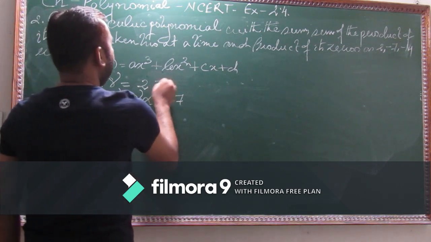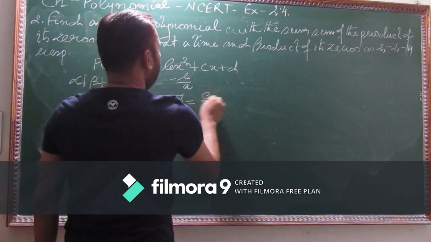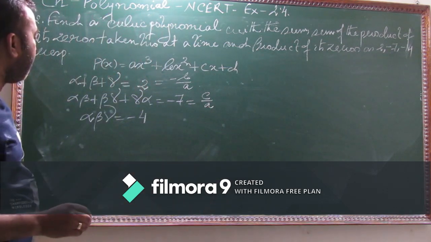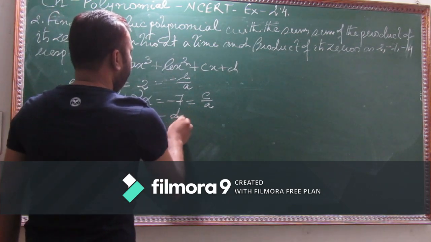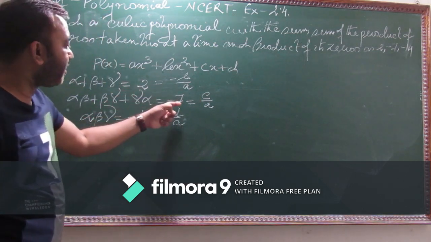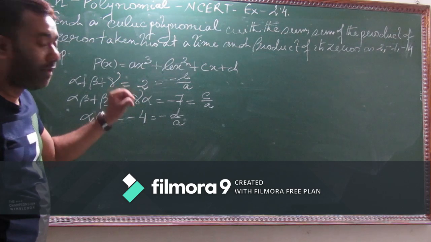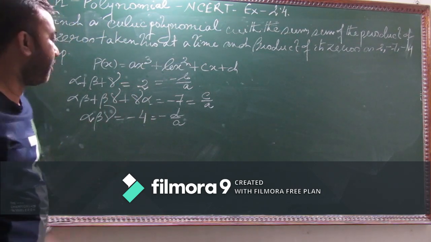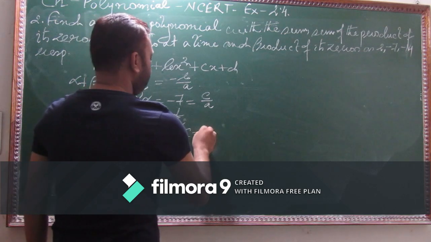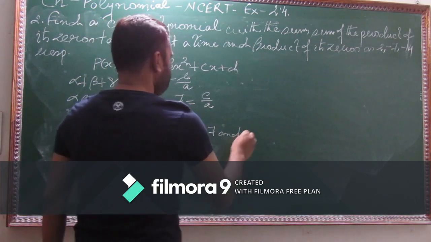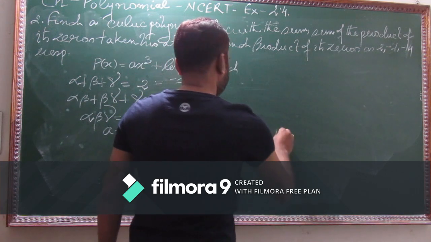Alpha plus beta plus gamma is equal to minus b by a. Alpha beta plus beta gamma plus gamma alpha is equal to c by a. Alpha into beta into gamma is equal to minus 4 is equal to what? Minus d by a. Now nothing is there in the denominator, so there is no need to make the denominator same, and if nothing is there in the denominator, that means the denominator is 1. That means a is equal to 1, b is equal to minus 2, c is equal to minus 7, and at last minus d is equal to minus 4. Minus minus cancel, that means d is equal to 4.